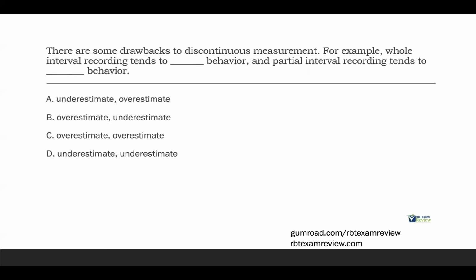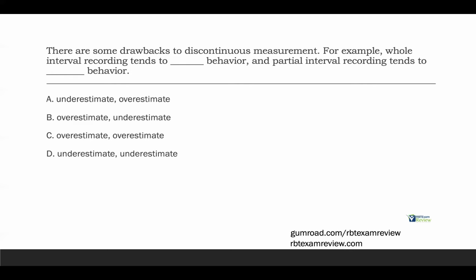There are some drawbacks to discontinuous measurement. For example, whole interval recording tends to what behavior and partial interval recording tends to what behavior? Our answer choices are underestimate, overestimate. Okay, so we need to figure out this whole interval underestimate or overestimate and this partial interval underestimate or overestimate. So this is a serious drawback to discontinuous measurement.